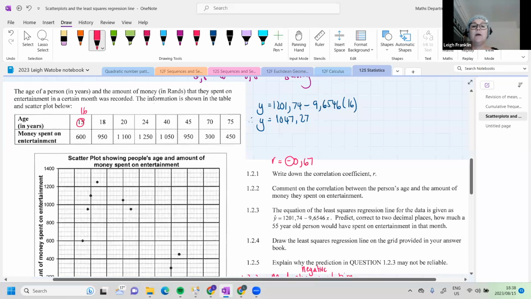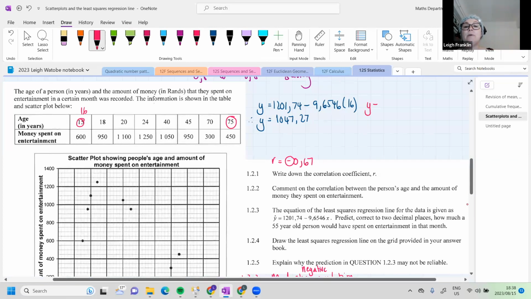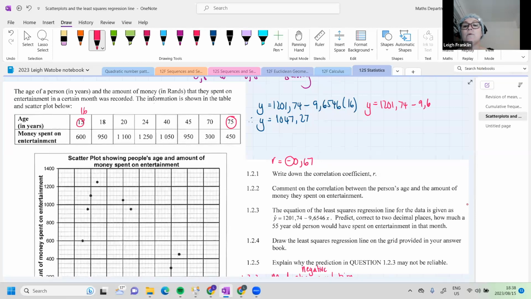And let's have a look. So 75 is our biggest. Let's use something that's just smaller than 75. So again, we're going to sub in here, y equals 1201,74. Let's sub in the 74. I'm getting 487,30. Are you guys getting the same value? That's it. Well done.